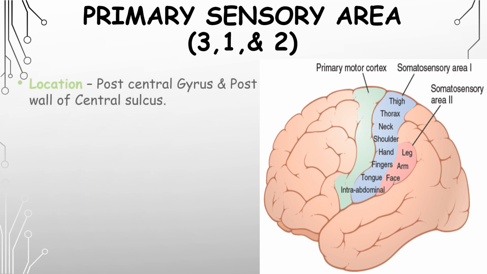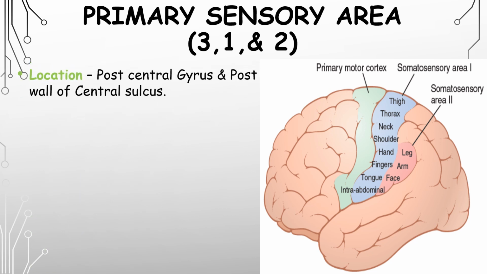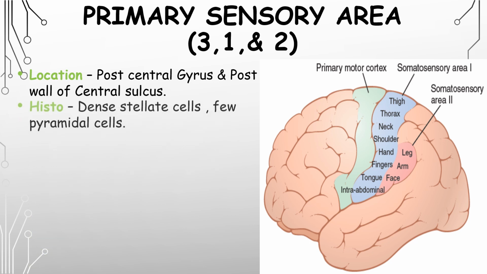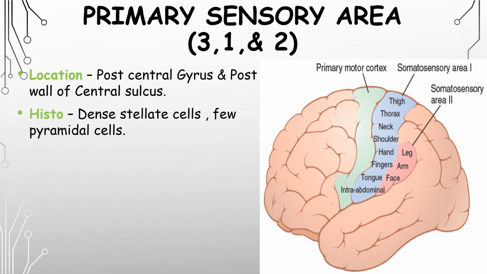Primary sensory area. It is located in the postcentral gyrus and the posterior wall of the central sulcus. So this is the sulcus, and here you can see the gyri. Histologically, dense stellate cells are seen and only a few pyramidal cells are seen.